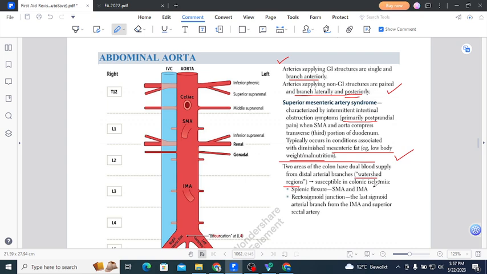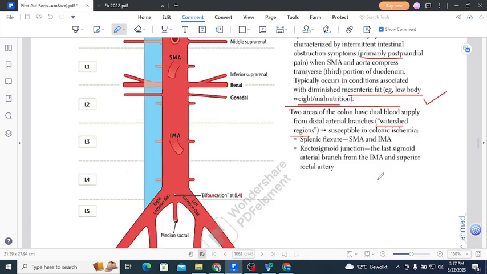So whenever we talk about dual blood supply, it is a good and a bad thing simultaneously. If we say that a segment of colon has dual blood supply, it looks something like this. One artery is giving its terminal branches, and the other artery is also giving its terminal branches to supply a particular area. This kind of area is called a watershed area because it is not supplied completely by any one of the arteries. It is partially supplied by this artery and partially by this artery. So it is a vulnerable area in cases of hypovolemia, or whenever there is a condition of shock and the blood supply is decreased. So two areas of colon have dual blood supply from the distal arterial branches, watershed regions.